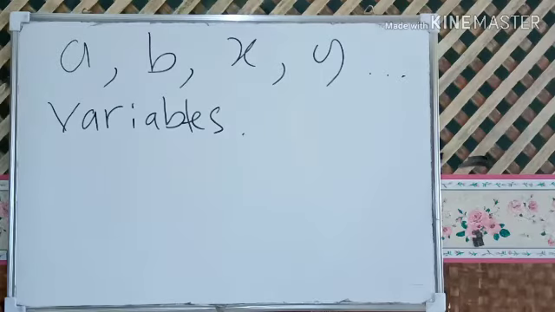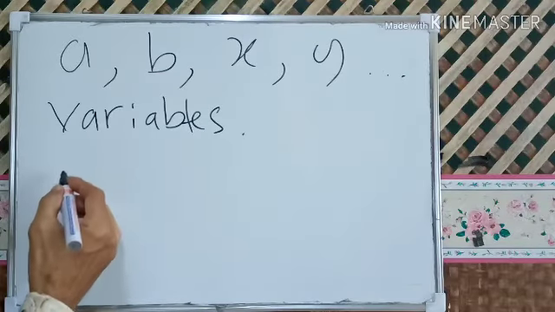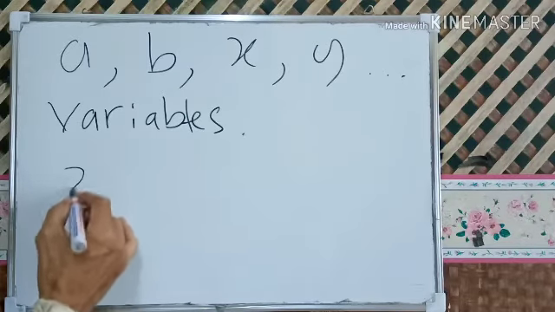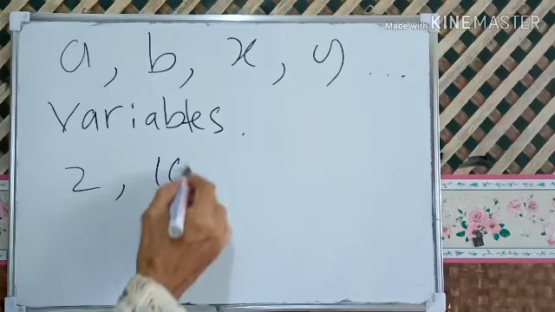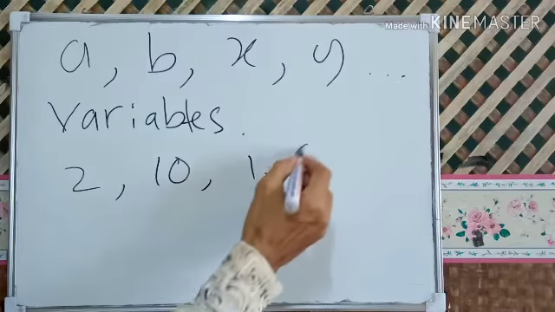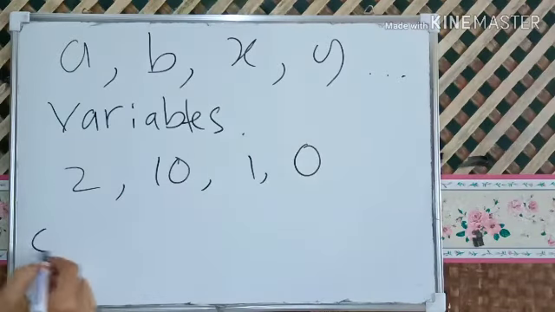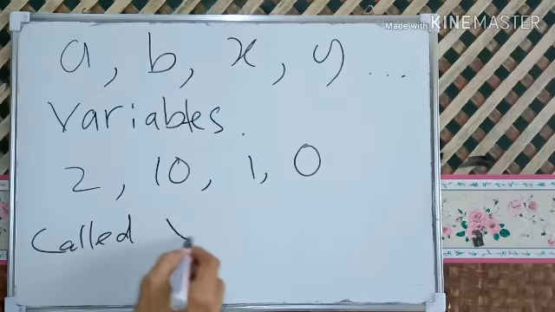And the number assigned to the variable is their value respectively. 2, 10, 1, and 0 are all called value.